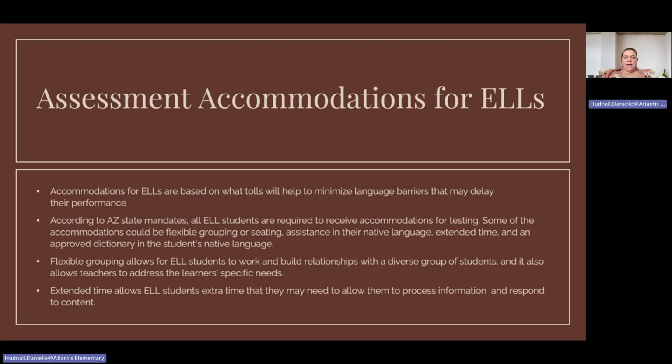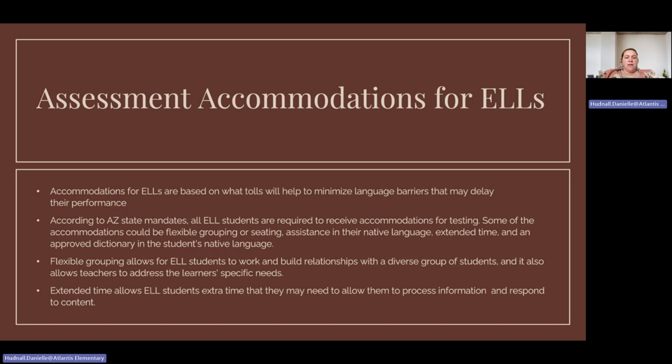Assessment accommodations for ELLs. Accommodations for ELLs are based on what tools will help to minimize language barriers that delay their performance. According to Arizona state mandates, all ELL students are required to receive accommodations for testing. Some of the accommodations could be flexible grouping or seating, assistance in their native language, extended time, and an approved dictionary in the student's native language. With the dictionary, the students also need to have training as to how to use it prior to any assessments.